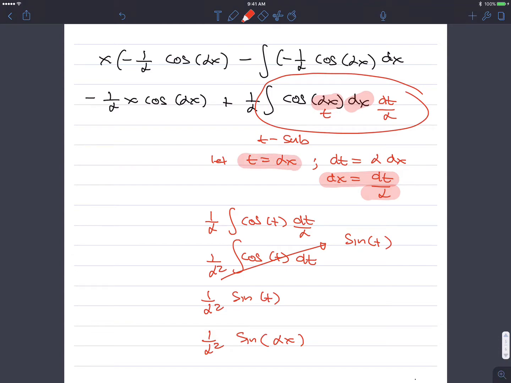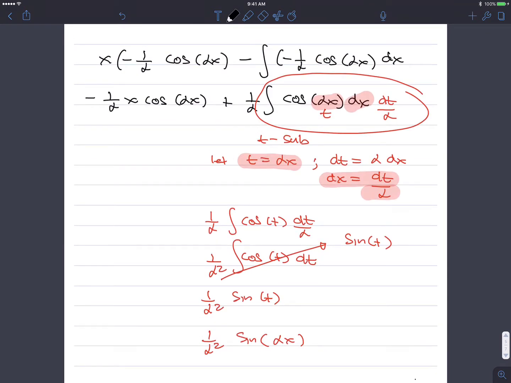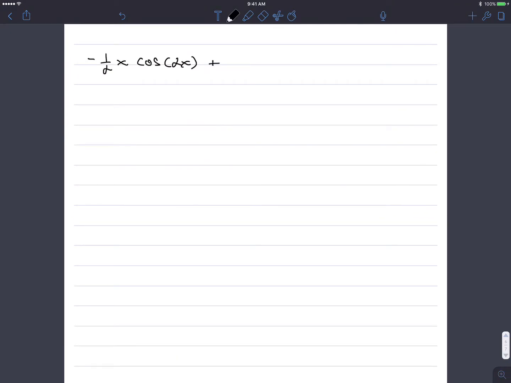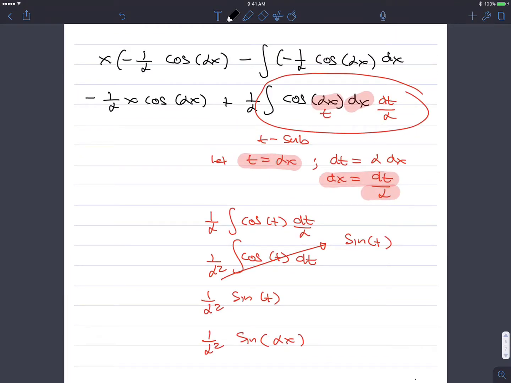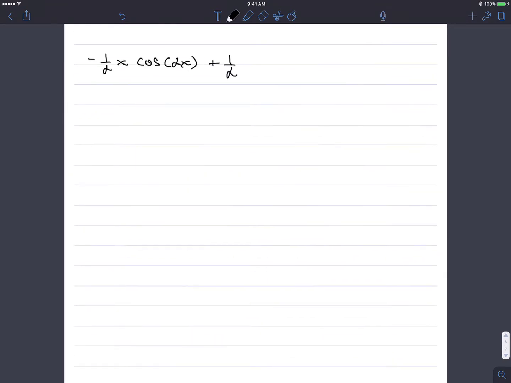And this is what we just replaced. So it's a function of x now. So altogether, I have minus 1 over alpha x cosine alpha x. Let's get prepared to give our final answer. Minus 1 over alpha x cosine alpha x plus 1 over alpha squared sine alpha x plus your c.